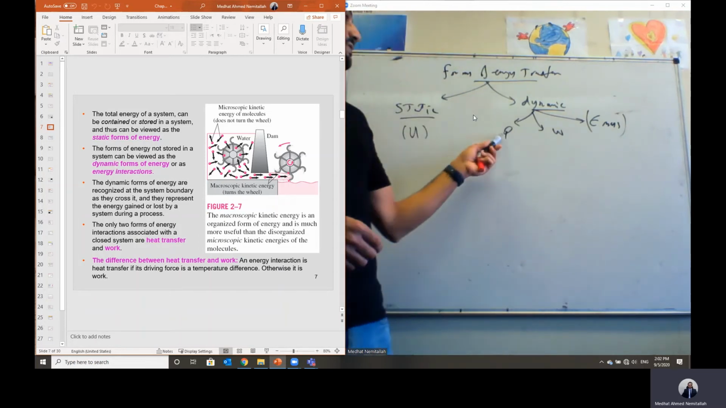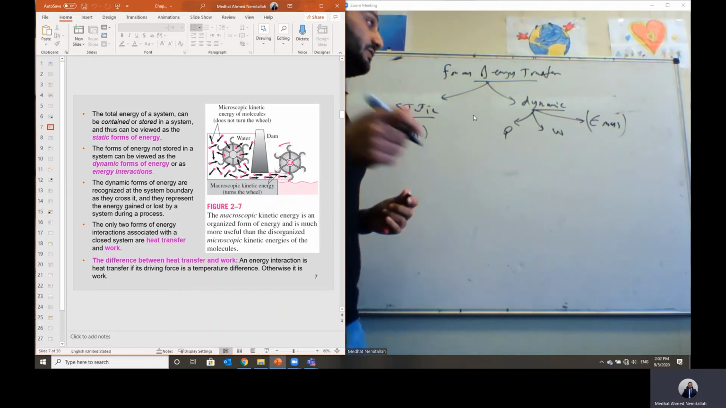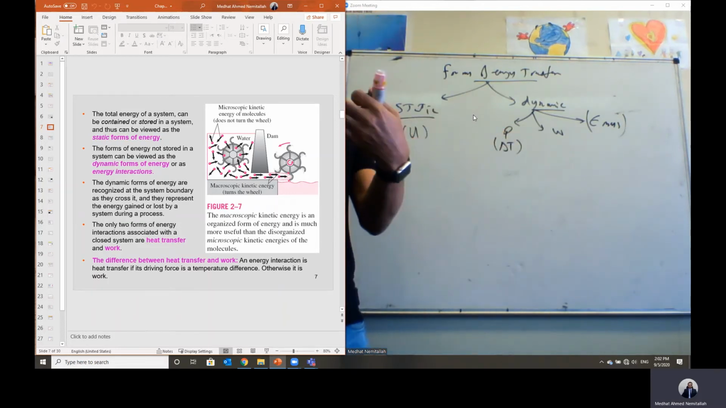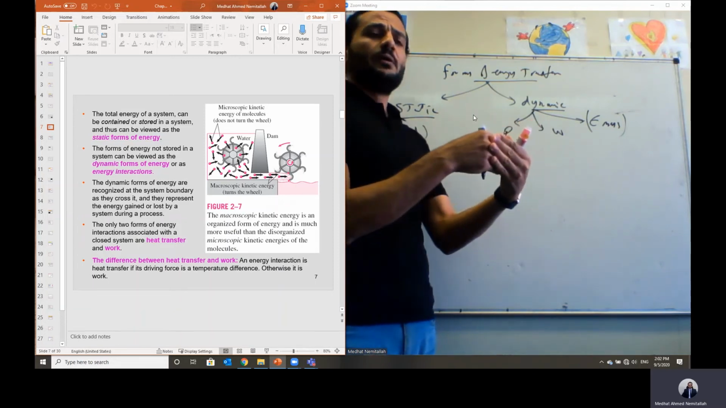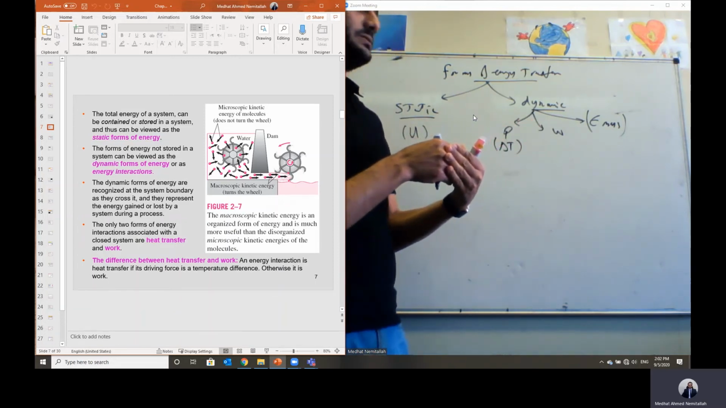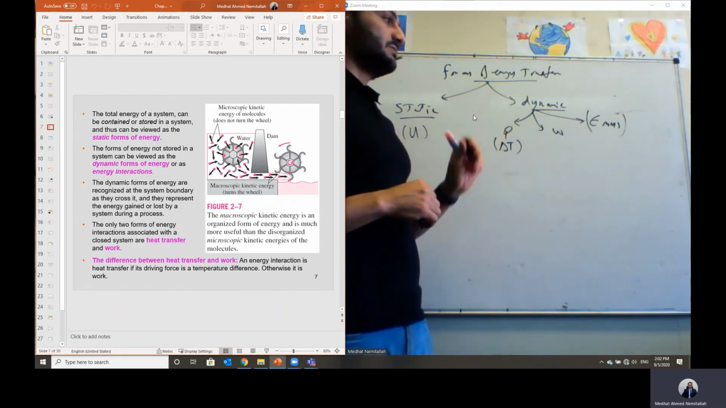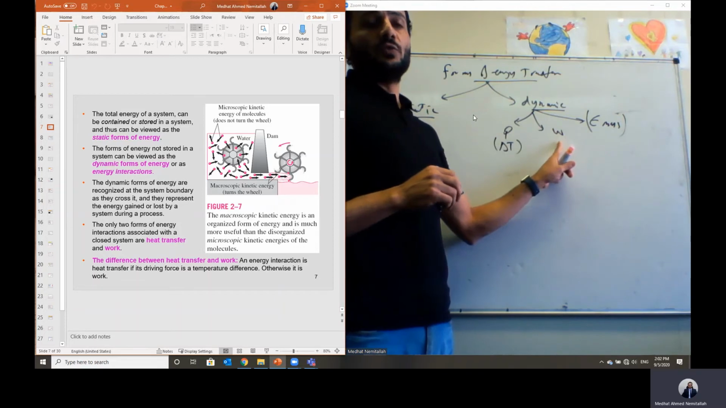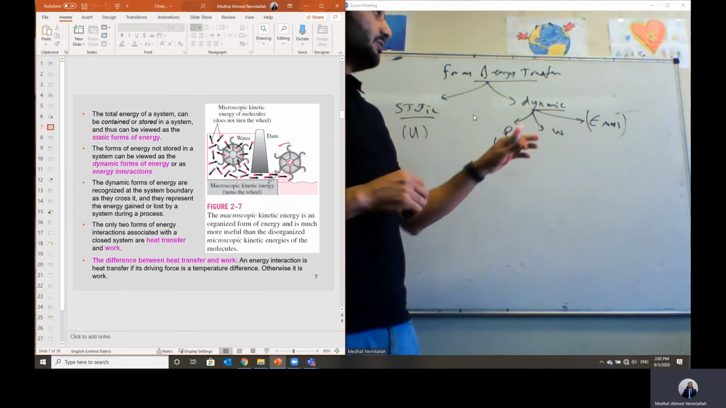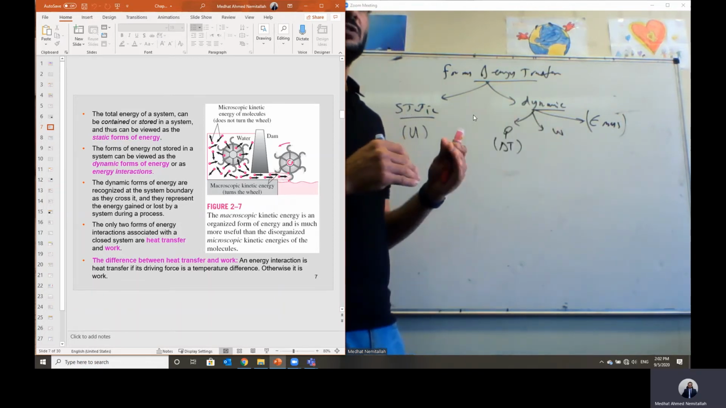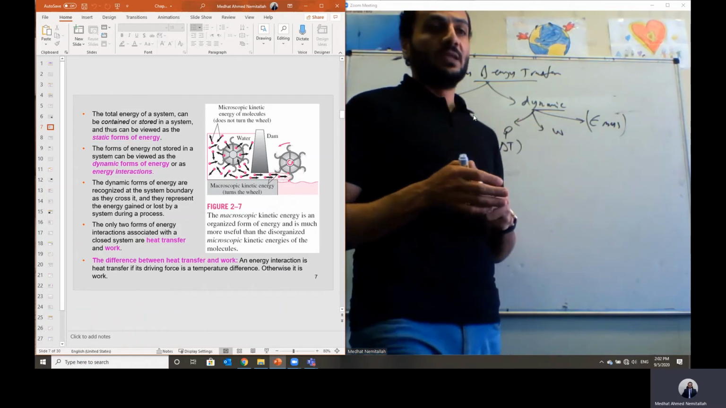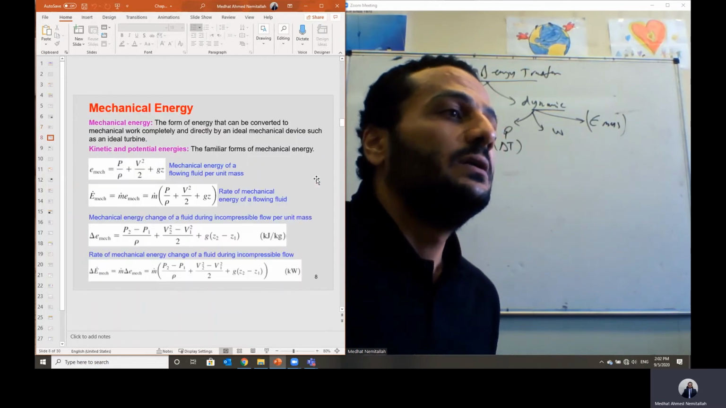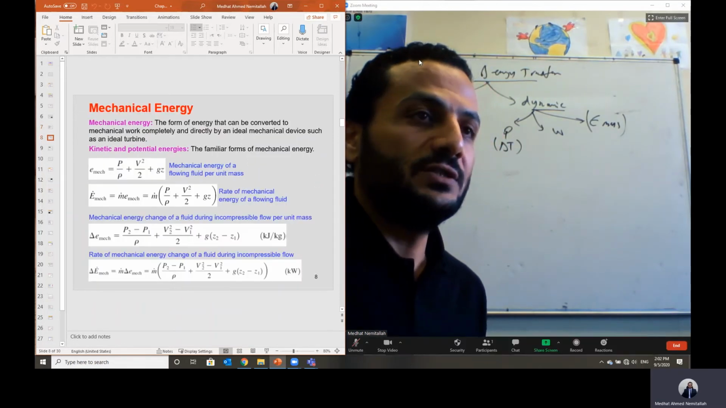But what is the difference between heat and work? We can have energy transfer by heat when we have a difference in temperature. If I have two systems, one at a temperature higher than the other, then we can have energy transfer by heat. Work is the other form of energy transfer, and we get work when we apply a force and we have a movement. This is the difference between energy transfer by heat and energy transfer by work.